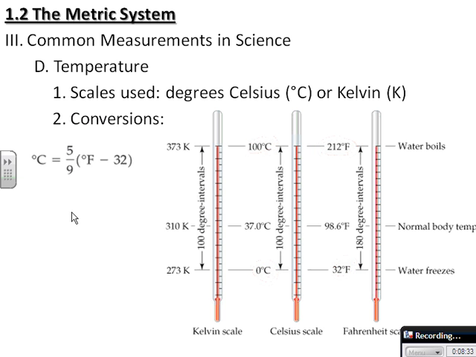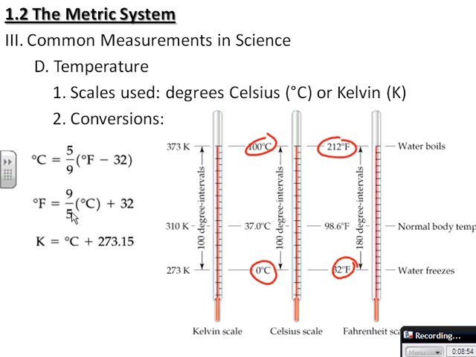Now, how about converting? Here are some important equations you want to write down. Here is the equation that you'd use to go from Fahrenheit to Celsius. You would use this equation to go from Celsius to Fahrenheit, and this one to figure out Kelvin from Celsius. Okay, so those are the 3 equations. You may want to pause the video at this time to go ahead and write those down.